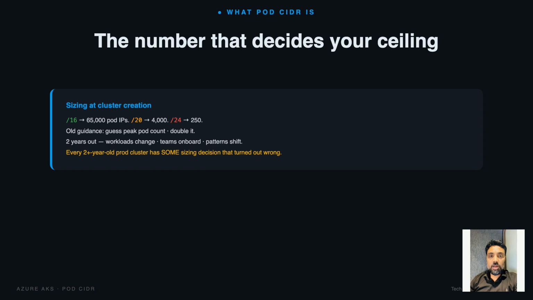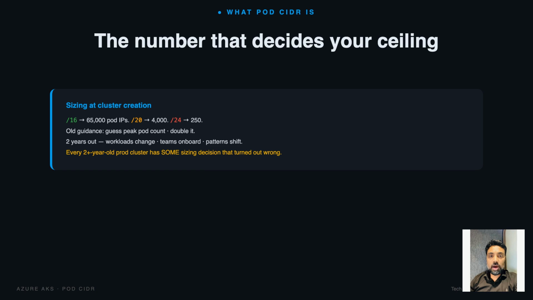The Pod CIDR size determines how many pods your cluster can eventually run. A /16 gives you 65,000 pod IPs. A /20 gives you 4,000. The trade-off is IP address space. A bigger Pod CIDR uses more of your allocated address space, which matters if your VNet is small or your organization is stingy with IP address ranges.